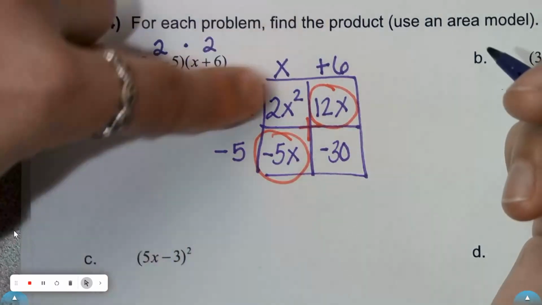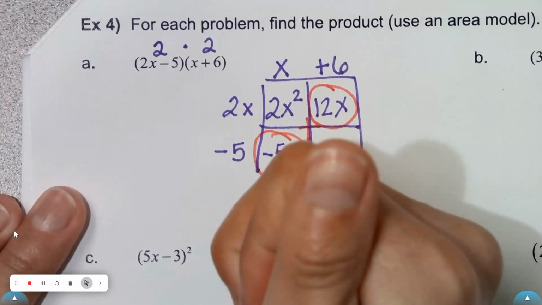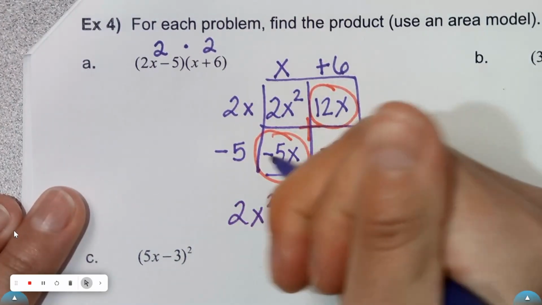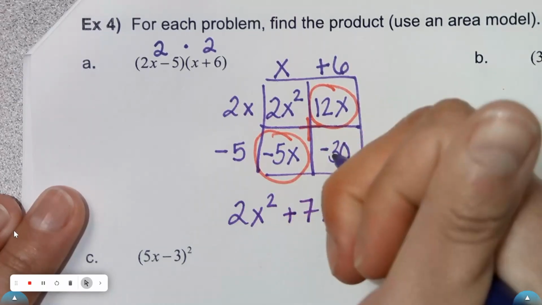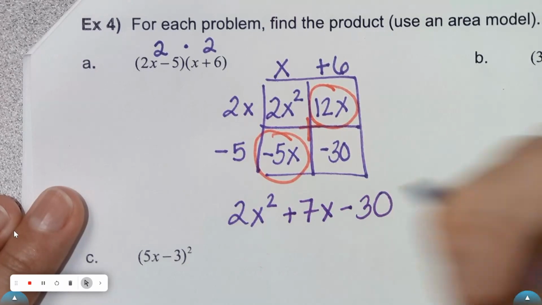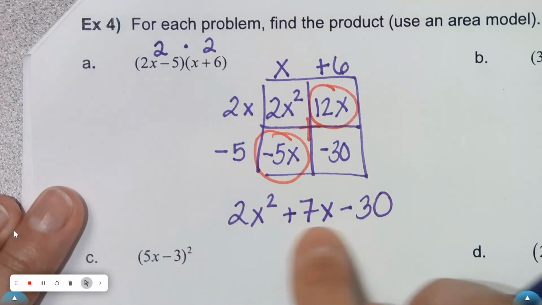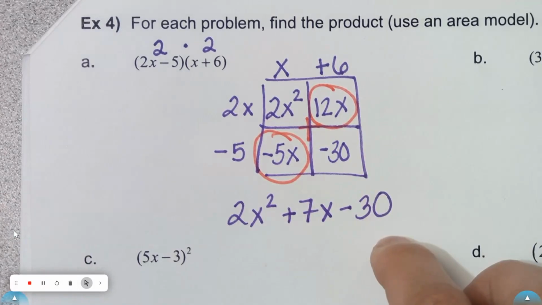Okay, so in my answer, because your answer has to go outside of the box, I'm going to have that 2x squared, 12x plus negative 5x, that gives me positive 7x, and then I still have that negative 30. So this at the bottom, this product, all of this is my answer. Just keep in mind your answer has to be written outside of the box.